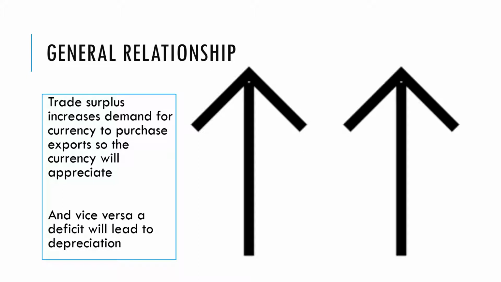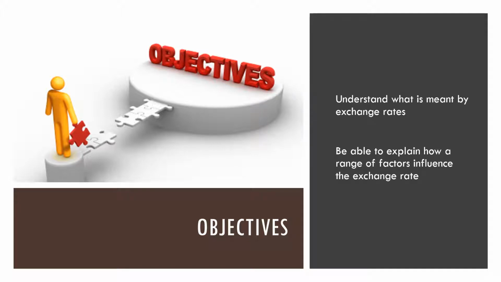So a general relationship here, trade surpluses should see an appreciation, and again vice versa, a deficit will lead to depreciation. So in this video we've looked at a range of factors that influence the exchange rate, and just one last message before I go is that often many of these factors will be exerting an influence on the exchange rate at the same time, and so often we have to make a decision about what's the most significant factor at any given time, and that factor is likely to drive the change in the exchange rate.